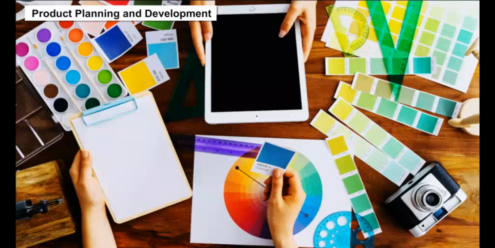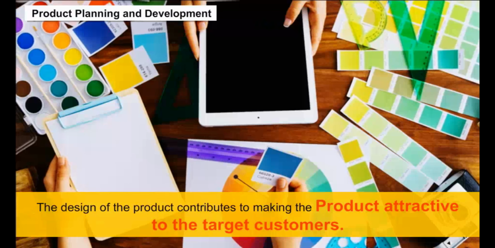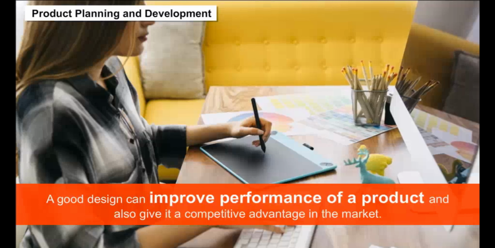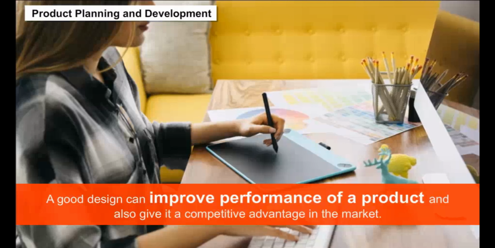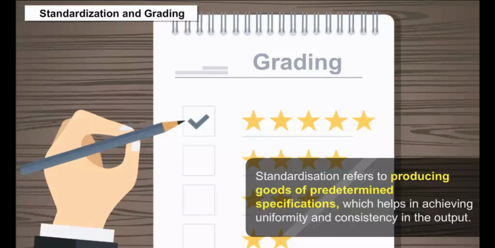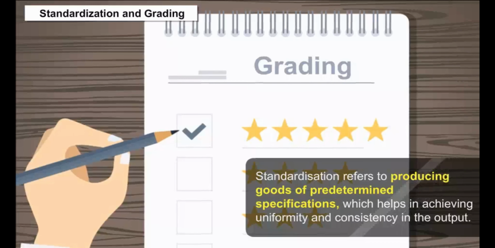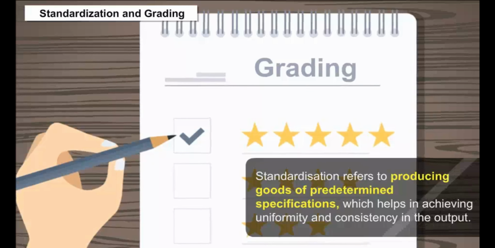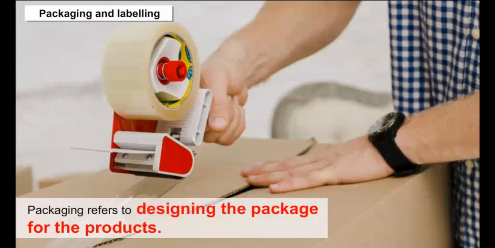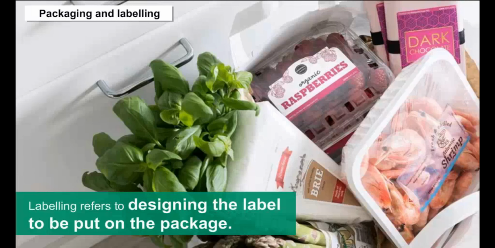Product planning and development. The design of the product contributes to making the product attractive to the target customers. A good design can improve performance of a product and also give it a competitive advantage in the market. Standardization and grading. Standardization refers to producing goods of predetermined specifications, which helps in achieving uniformity and consistency in the output. Packaging and labeling. Packaging refers to designing the package for the products. Labeling refers to designing the label to be put on the package.